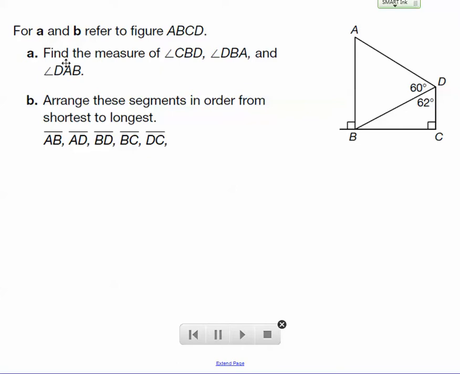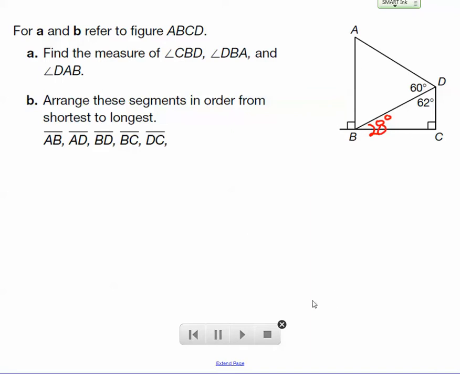So first of all, we're being asked to find the measures of the missing angles. I'm looking at this right triangle. It's got a 90-degree angle and a 62-degree angle, so the third missing angle must be 28 degrees for all three angles to add up to 180 degrees. Then I see that angle B here, this exterior angle, is 90 degrees. So angle ABC must also be 90 degrees because they form a linear pair.